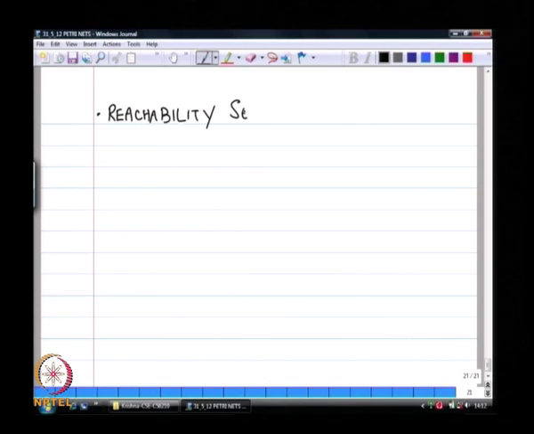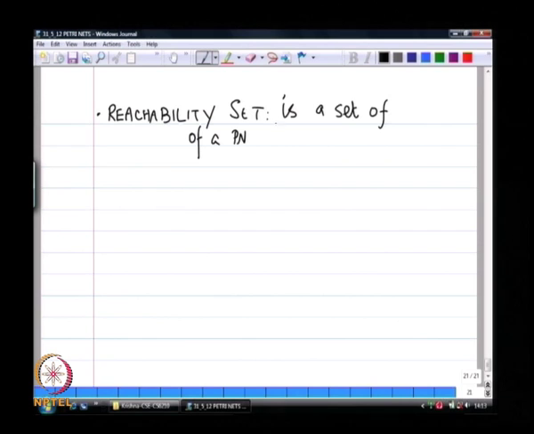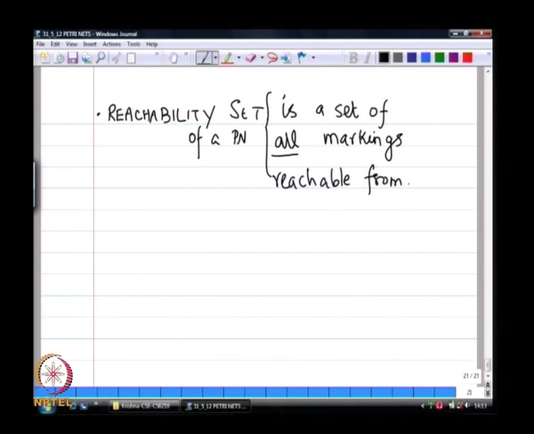So a reachability set, right, is the set of all markings reachable from some particular starting point. The reachability set of a Petri net, as specified earlier, is the set of all markings that are reachable from M of T naught.